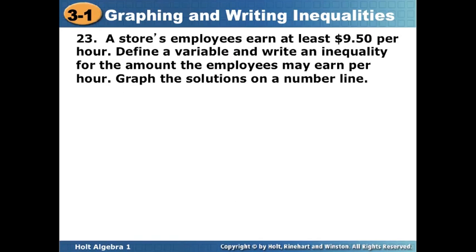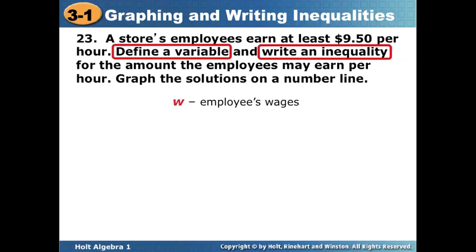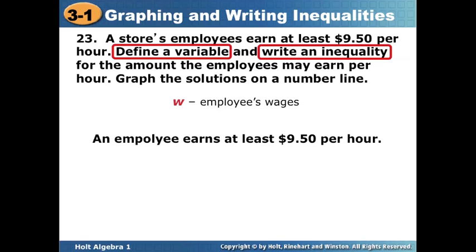Example 23. A store's employees earn at least $9.50 per hour. Define a variable and write an inequality for the amount the employees may earn per hour. We're going to graph the solutions on a number line. So to first define a variable, we're going to let W be the employee's wages or earnings. When we write our inequality, we have an employee that earns at least $9.50 per hour. So the earnings part we said we will let be equal to W.